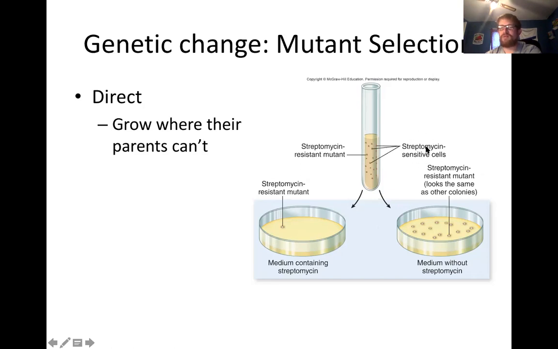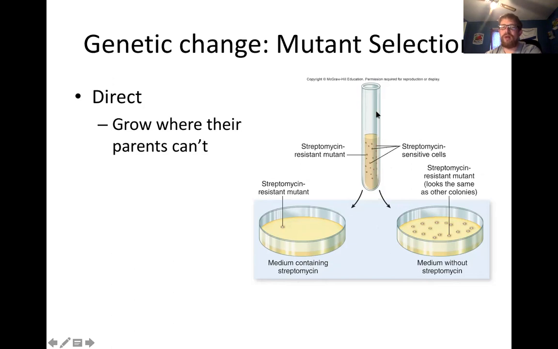So that means if streptomycin was present, these sensitive cells would die. And so what you can do is take two plates. You always want a control. So here's a plate that contains streptomycin in the media. Streptomycin's in this plate. Here's a plate that does not contain streptomycin.